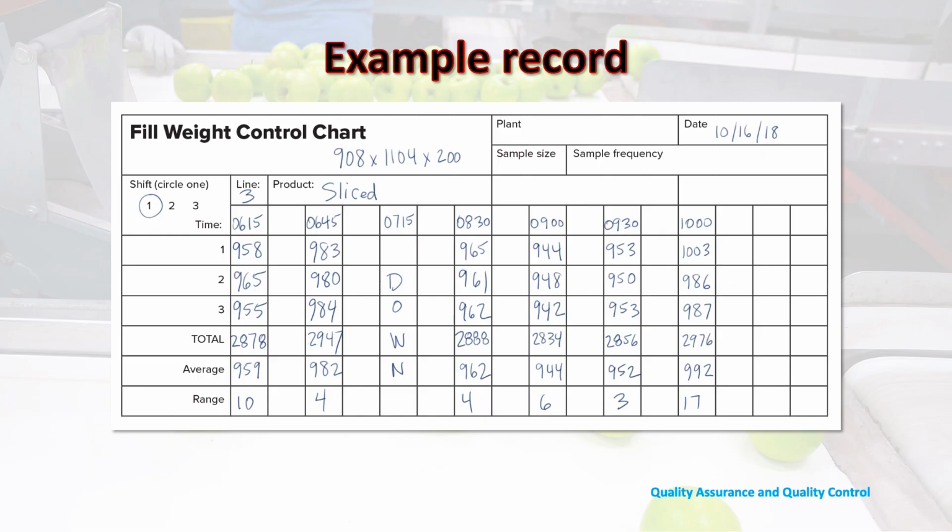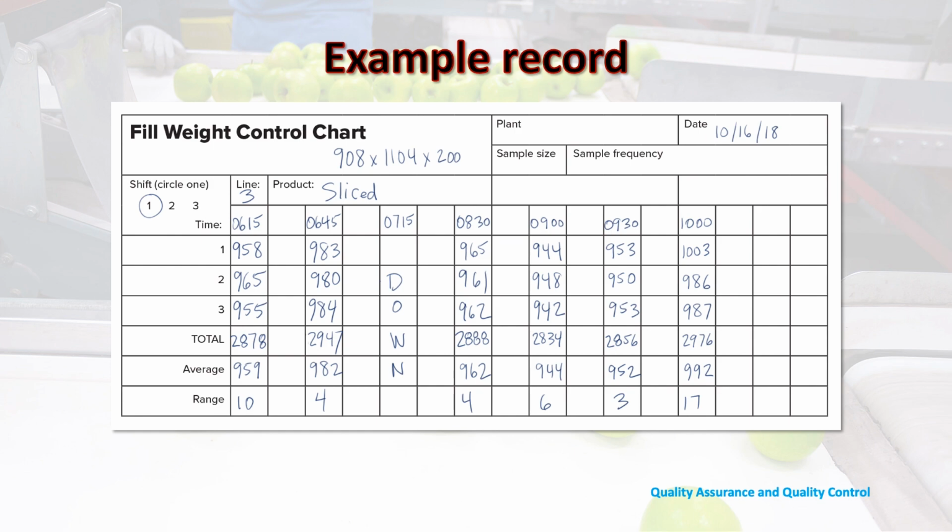What we have on the screen now is a quality check log from a tomato processing plant. On each production date, samples were taken at different time points to check if the filler was working properly. As you can see, at 6:15 a.m., 3 samples were taken and weighed. They weighed 958, 965, and 955 grams. The total weight, average weight, and the range were calculated. Those numbers are the base for establishing control charts.